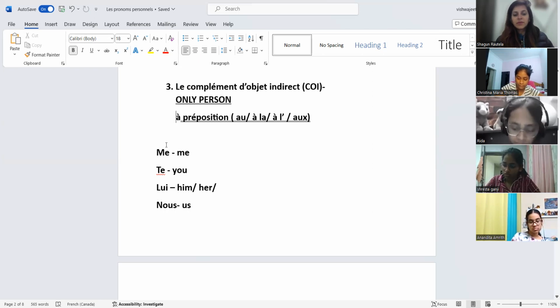And then we have the table. The table is exactly the same as the above one. Okay, just a few cases with il and ils, else the rest is the same. You can just note it down.